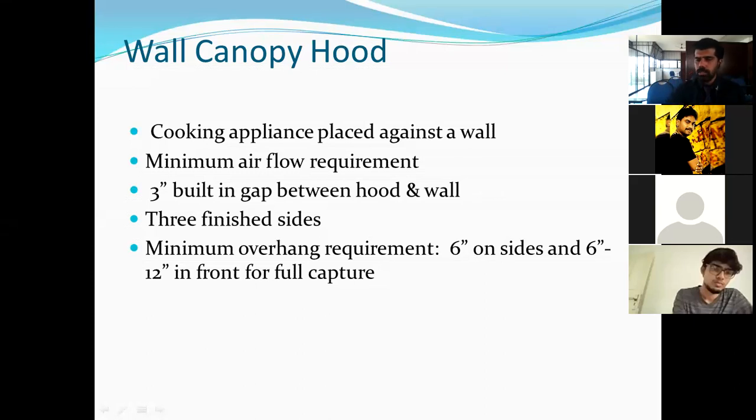Okay, the 3 inches enough. Okay, 3 finished sides. One side is attached to the wall. Okay, so you have 3 finished sides, 2 width and 1 length. One length will be on the wall. Okay, minimum overhang requirement. So I will explain what this overhang is.